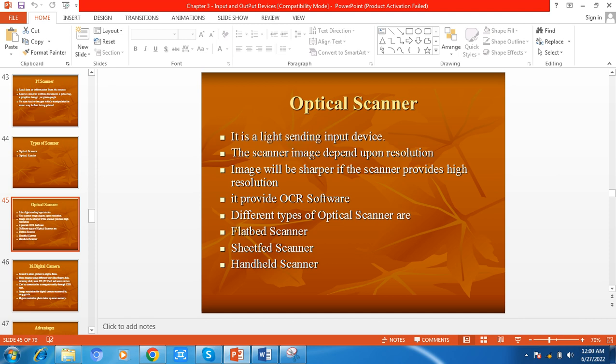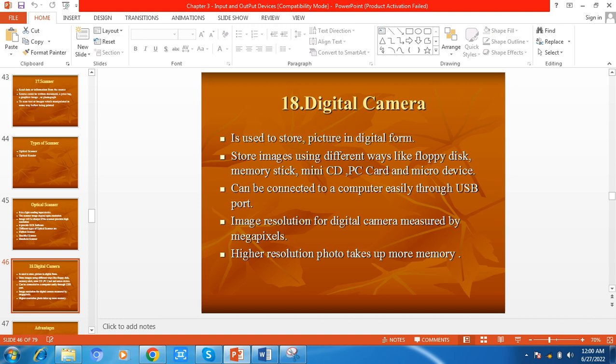Advantage of that one: no film is needed. No expensive development cost. Exact size of the image. Pictures are in digital form so you can easily send them over the internet.